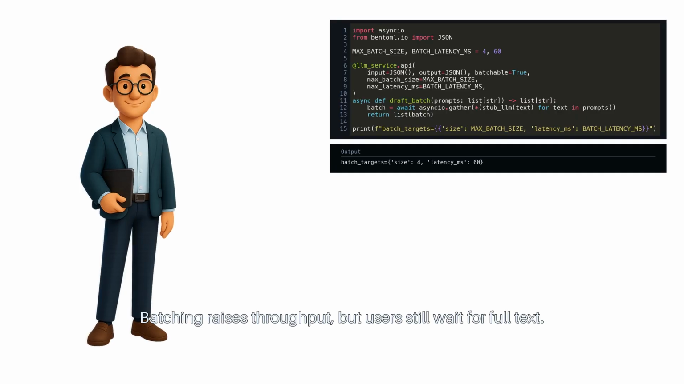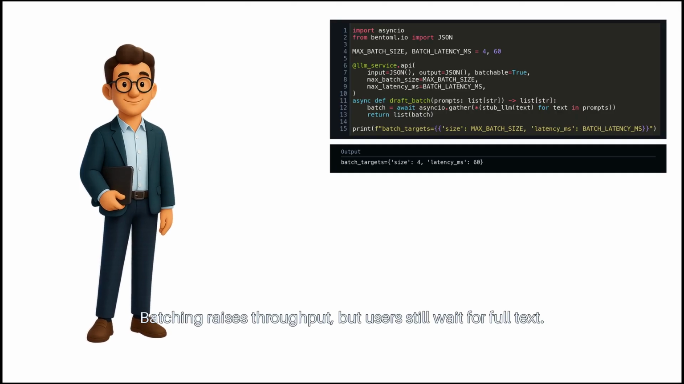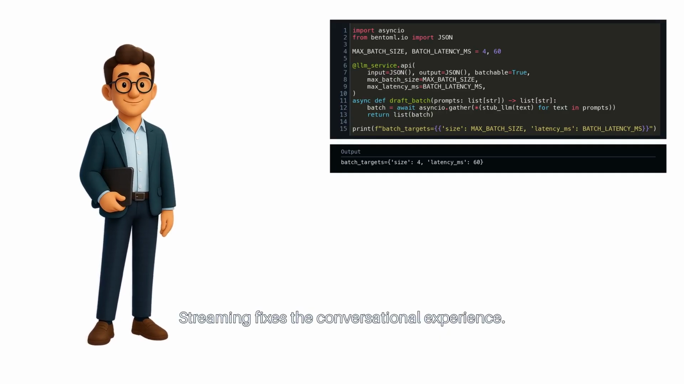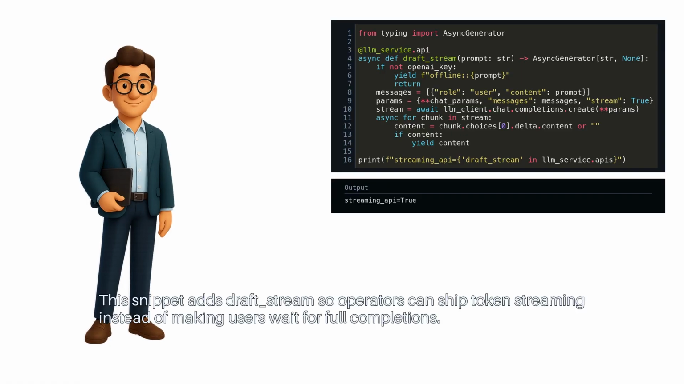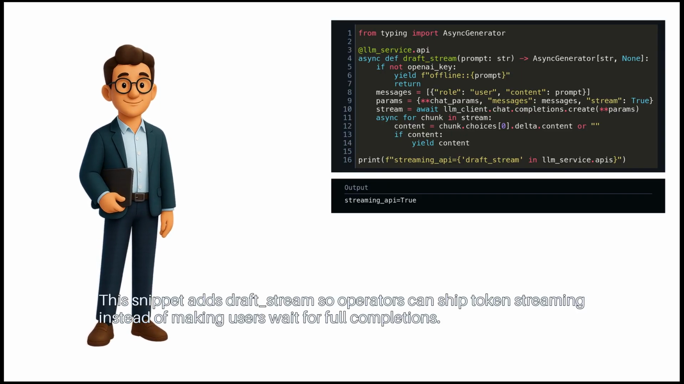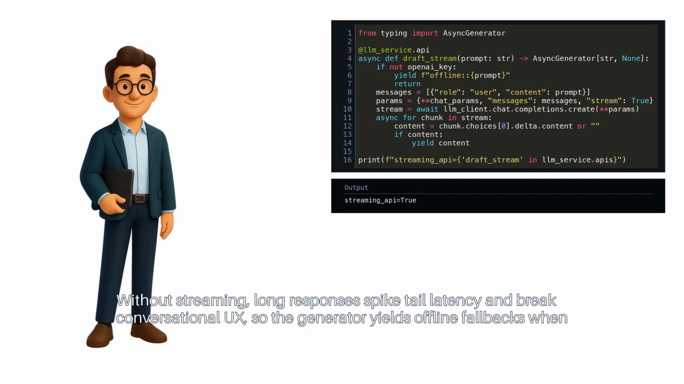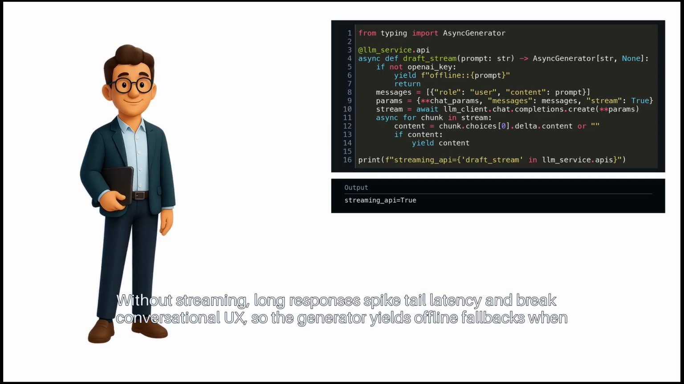Batching raises throughput, but users still wait for full text. Streaming fixes the conversational experience. This snippet adds draft_stream so operators can ship token streaming instead of making users wait for full completions. Without streaming, long responses spike tail latency and break conversational UX.